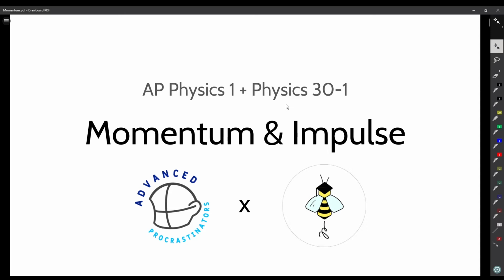This is a quick lesson for the entire unit of momentum and impulse. You can apply this to AP Physics 1, and you can also apply it to Physics 30-1, which is a North American, specifically Canadian curriculum.